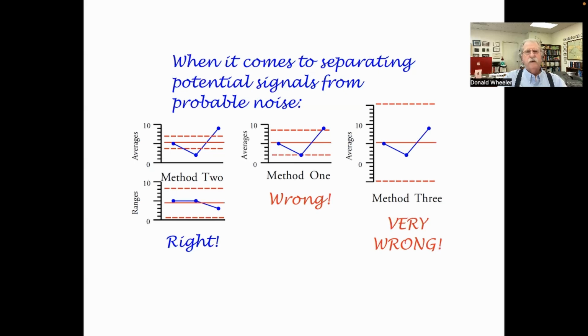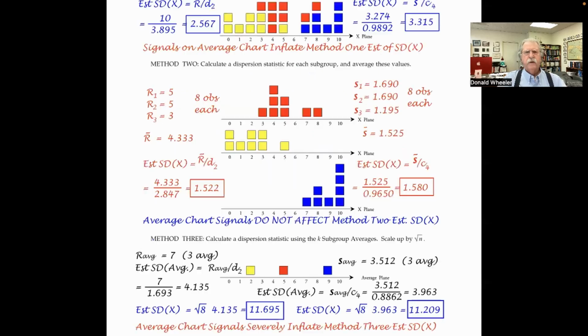There are right and wrong ways of computing limits. But if you don't know the difference in method 1, 2, and 3, you can get lost here. There's at least 50 ways to estimate dispersion. You can easily get lost doing all this stuff. So how do you tell the difference?